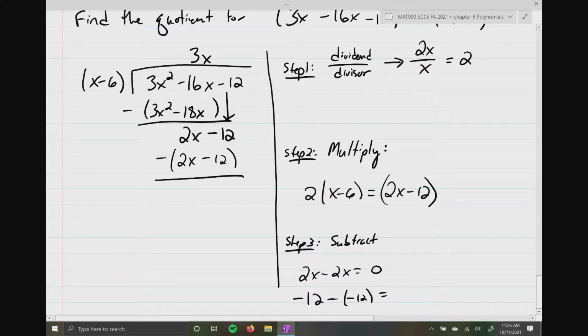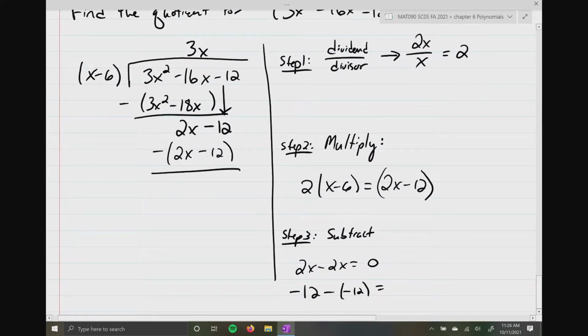Well, how did this work out? Because this is supposed to have a remainder. Oh, I know what I did wrong. Never mind. Just keep going. Negative 12 plus 12 equals 0. So we just came up with an answer that didn't have a remainder. So I did something here. I factored it in my head real quick. We'll learn that next chapter. All right. Are there any questions with this answer? 3x plus 2. All right.